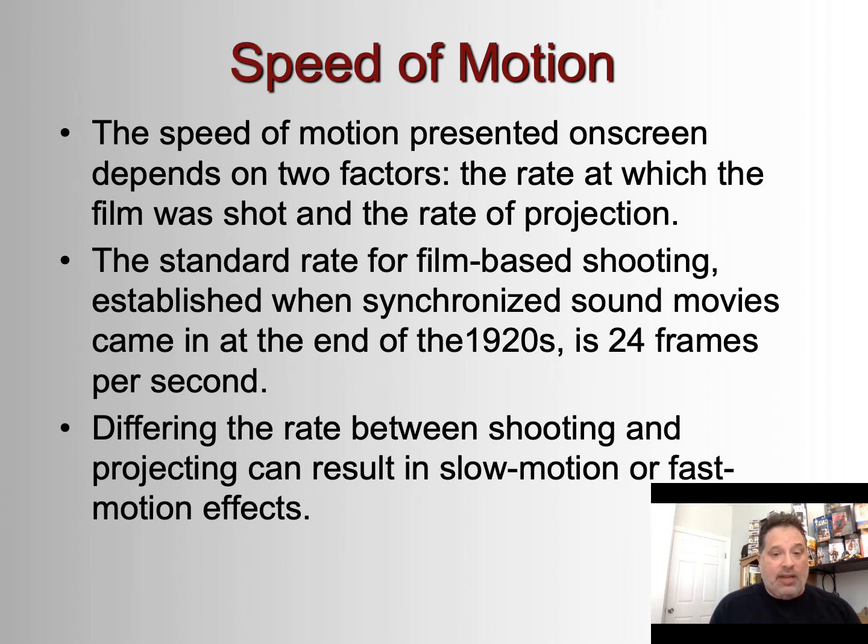That's how many frames per second are being projected on a screen when you watch a movie that's been shot on film. Differing the rate between shooting and projecting can result in slow motion or fast motion effects. So that's basically, or at least before digital, that's basically how they would create slow motion and fast motion. So you see the herky-jerky fast motion of like the Keystone Cops, right, in early cinema.